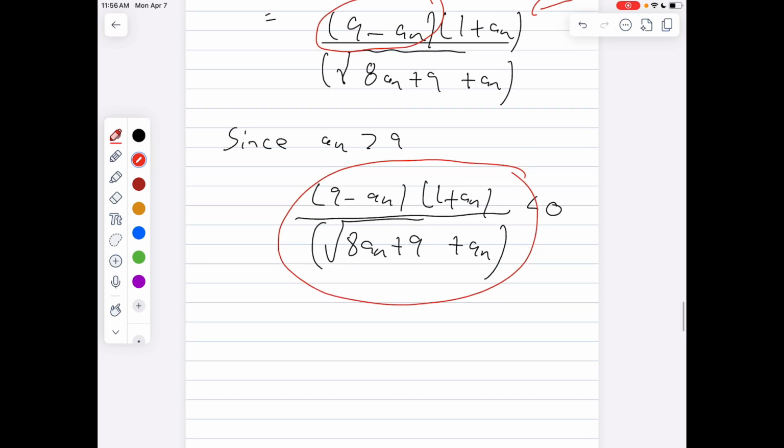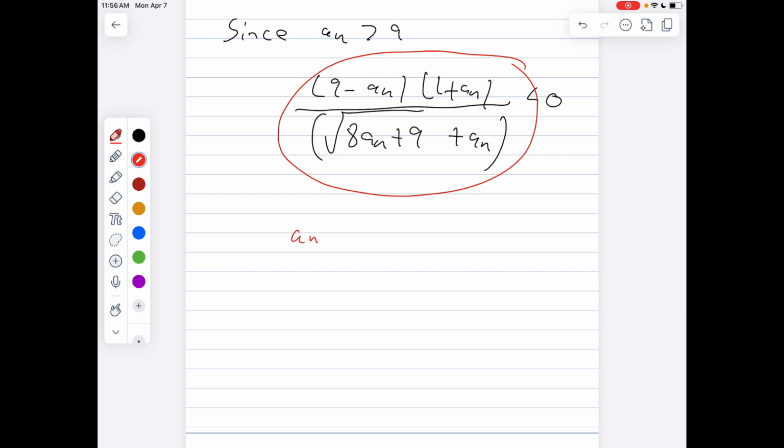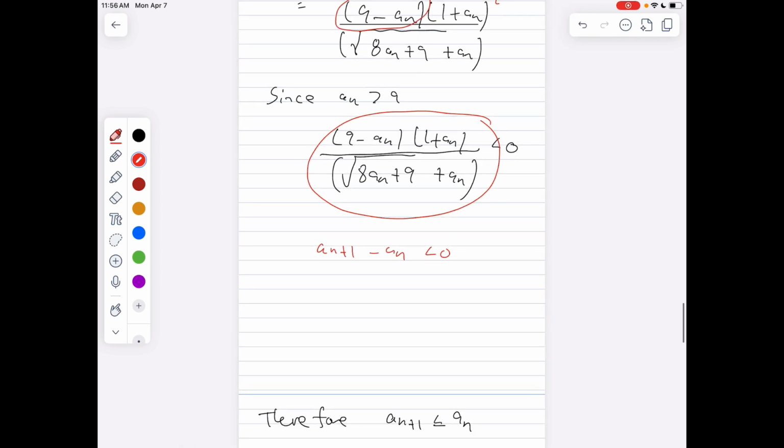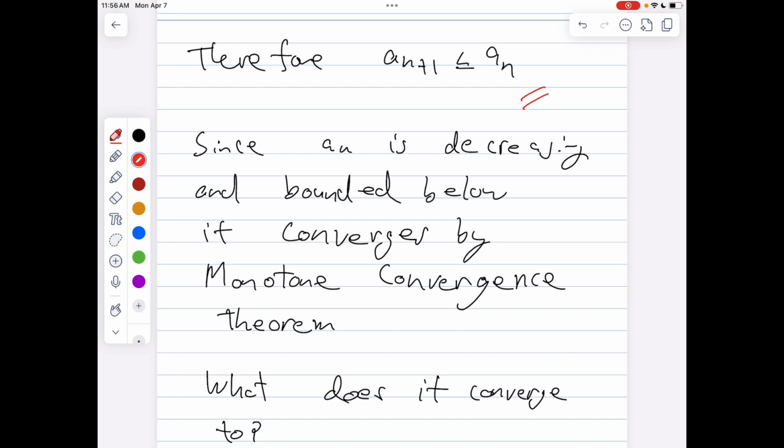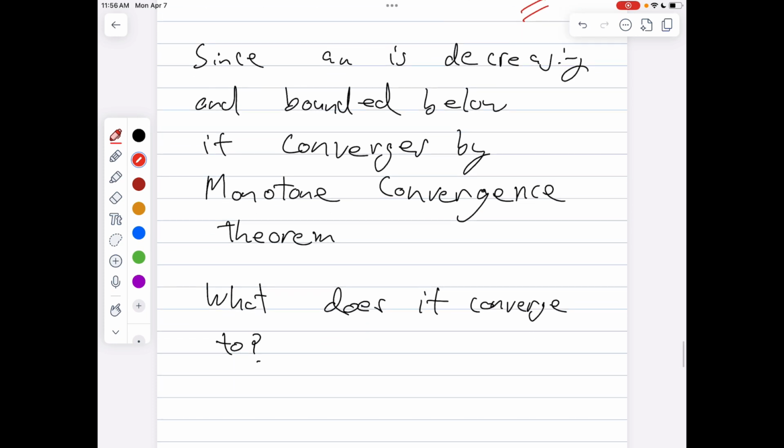but that's what a sub n plus 1 minus a sub n looked like. So it's less than 0. And therefore, a sub n plus 1 is less than a sub n, it's decreasing. And since a sub n is decreasing and bounded below, it converges by the monotone convergence theorem.